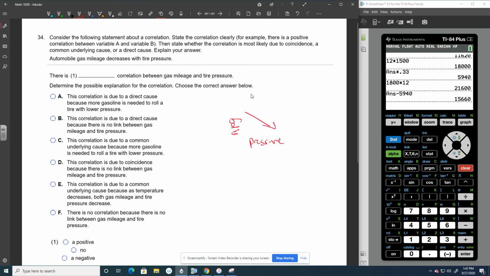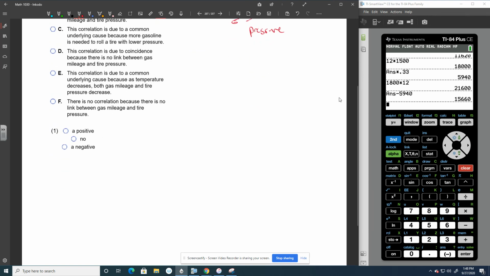That's a positive correlation because they're both going down, right? Am I reading this right? Auto gas mileage decreases with tire pressure. So yes, this is a negative or a positive correlation. As one goes up, the other goes up. As one goes down, the other goes down. So the correlation is, first of all, a positive correlation.